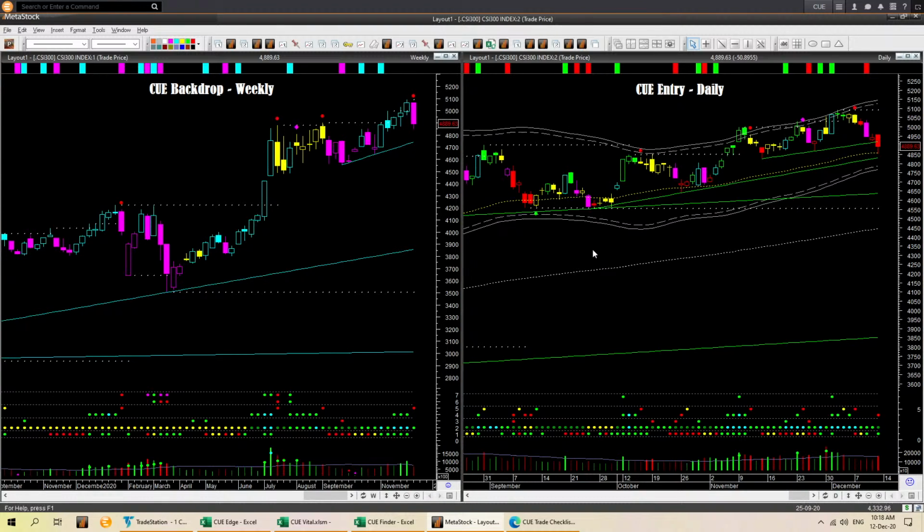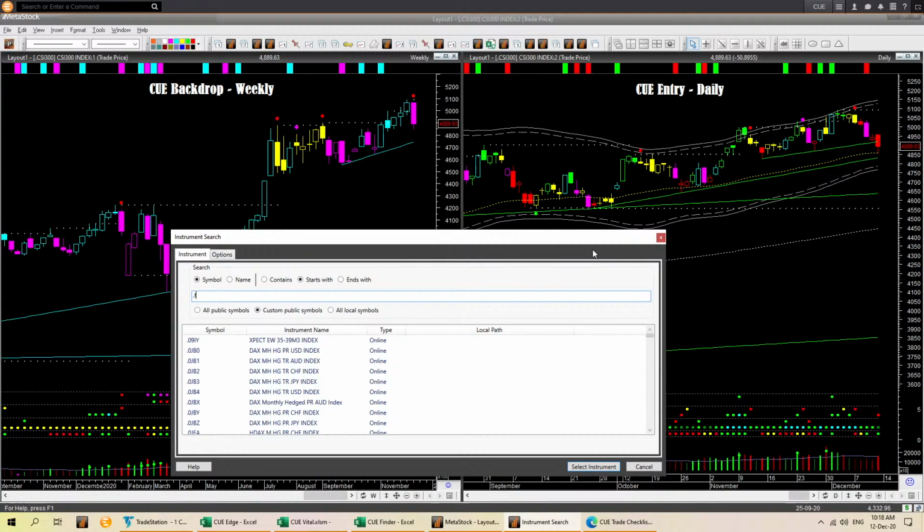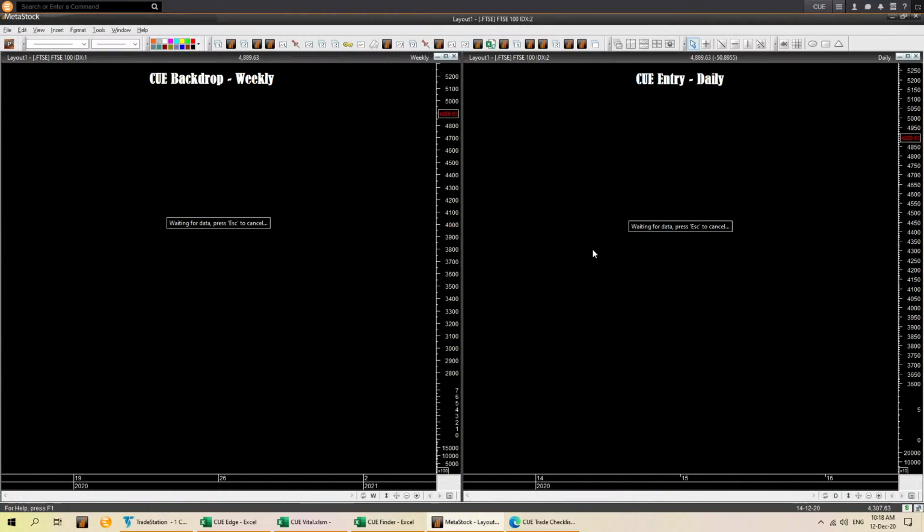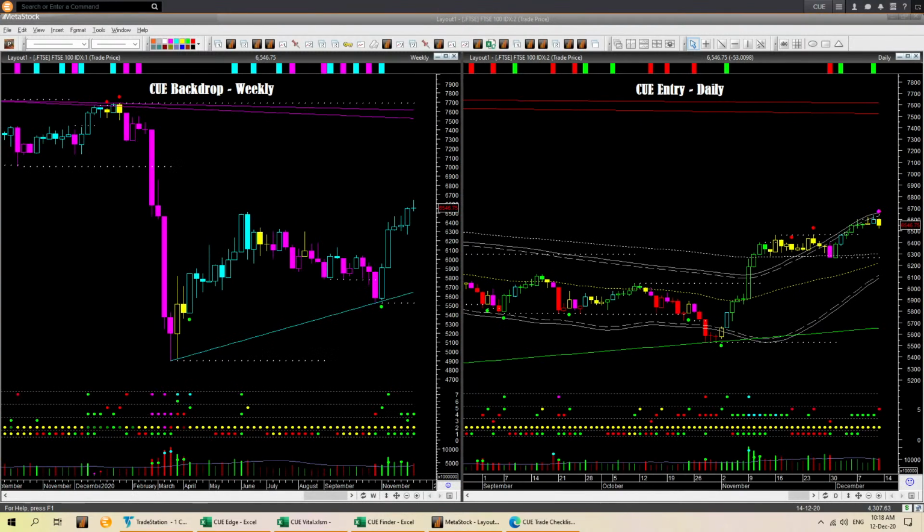Let's look at the next global index now, the Footsie index, UK market. Here the weekly has an indecisive candle, probably a perfect doji. Let's check out. The weekly open is 6550.23, closing 6546.75. Pretty close, not perfect, but it is a weekly candle.